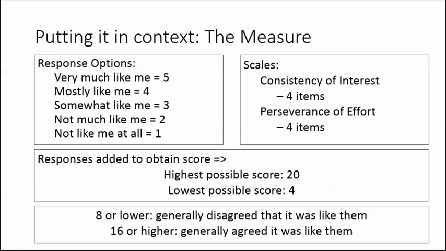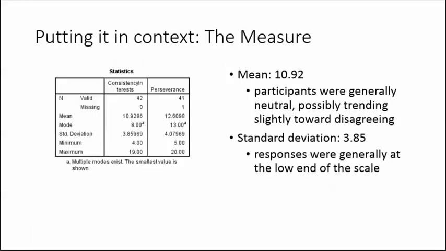We don't always respond in extreme ways though, so we can also think about what the values would be if they generally agreed with the items on the scale were like them, or generally disagreed that it was like them. In this case, that would be 8 or below, or 16 or higher. Then, when we look at the statistics, we can think about them from that perspective.